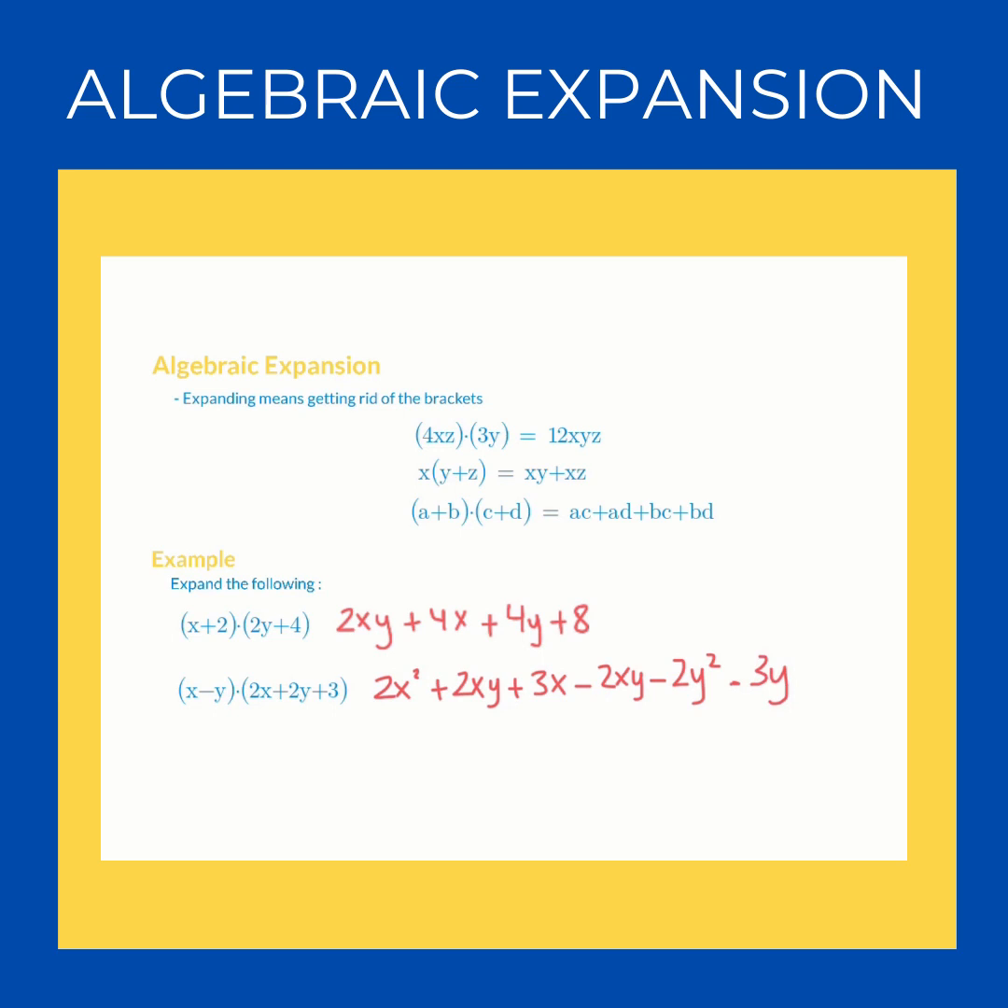Now I will collect like terms, so 2xy will cancel out with negative 2xy, so the final answer is 2x squared plus 3x minus 2y squared minus 3y.